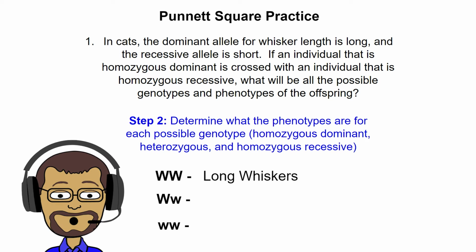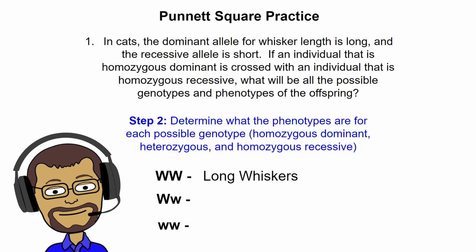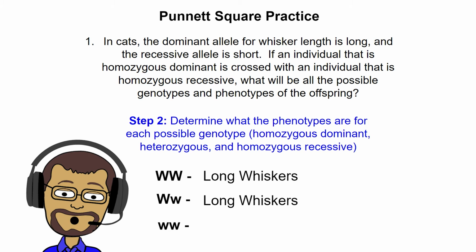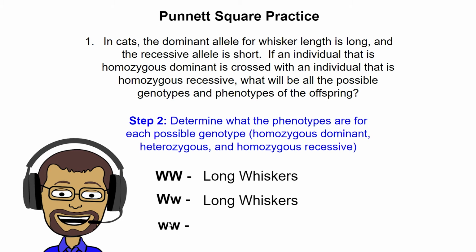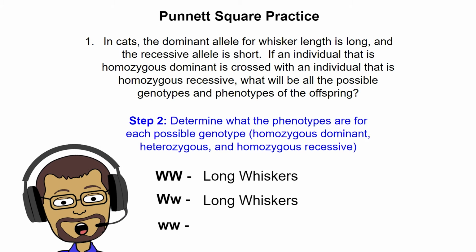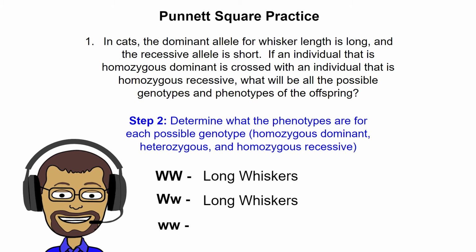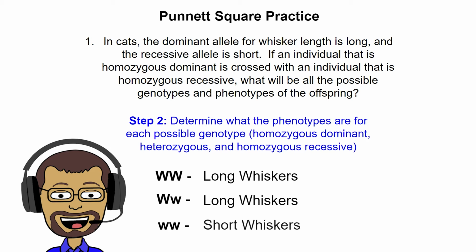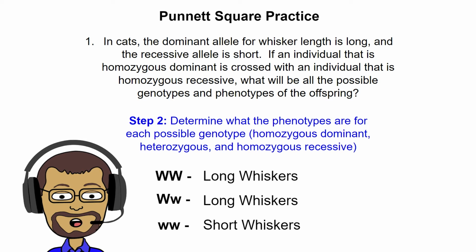So somebody with big W, again, is going to have long whiskers. Now for little w, there's no dominant allele, they're both recessive. So the only possible allele that's going to get expressed is the recessive allele, which is short whiskers. All right, now that we have that all figured out, let's go ahead and move to step 3.